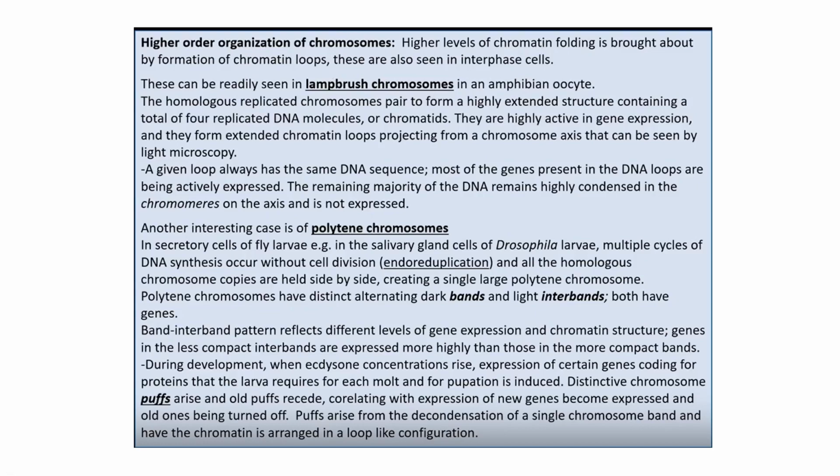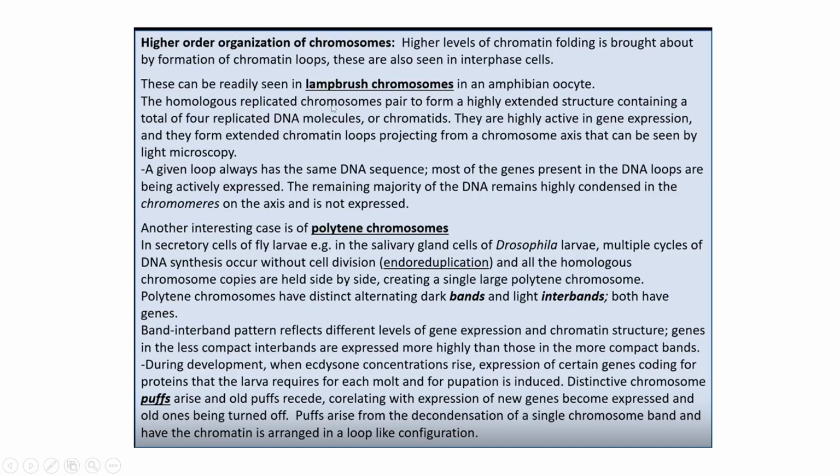So higher order organization of chromosomes are generally present in which the chromatin loops are formed during the interphase cell. And there, in different cells, there are different types of chromosomes, and also different structures of the chromosome. In some cases, there is a lampbrush chromosome, which is present in the amphibian oocyte. In other cases, there is a polytene chromosome. So let's see what is lampbrush chromosome and polytene chromosome. These are the different organizations of the chromosome that we discussed.